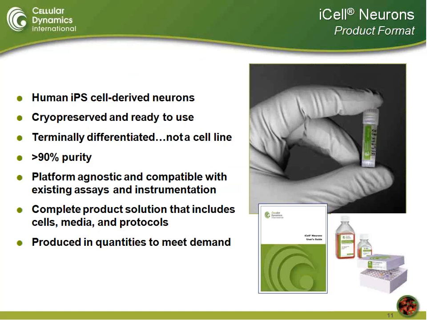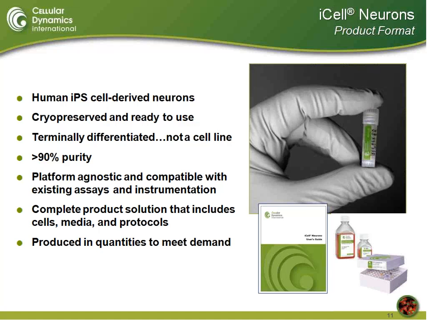Again, they're terminally differentiated. They will not proliferate. They're not a cell line. What you get in a vial is what you will get on your plate. And they come at very high levels of purity. Again, they are guaranteed to be greater than 90% pure, but oftentimes will be found at 97 to 98% purity when you receive them. They're platform agnostic and compatible with numerous existing assays and instrumentation.